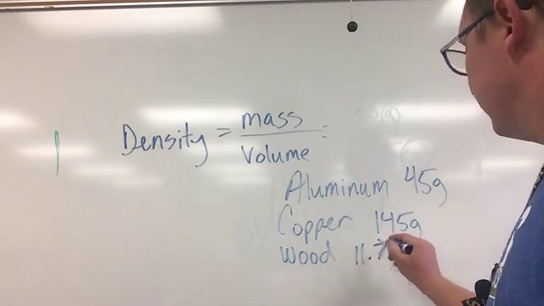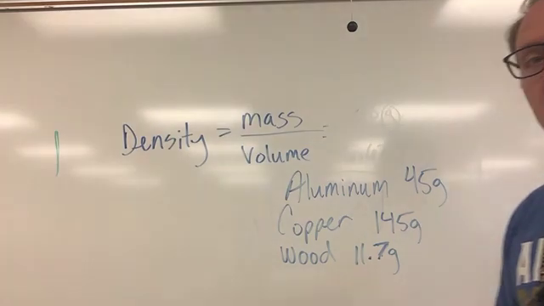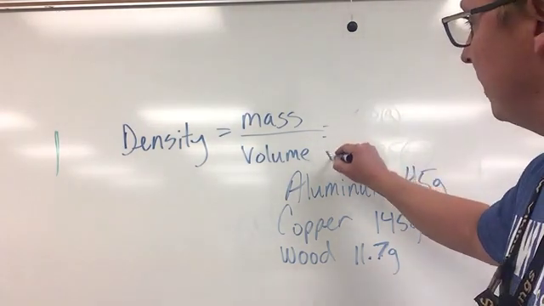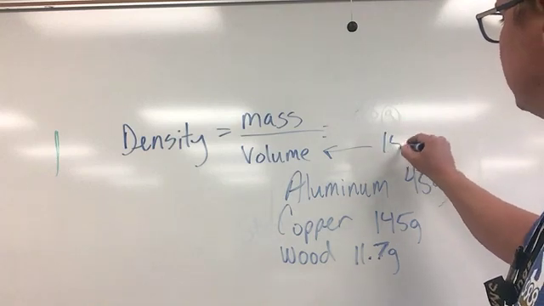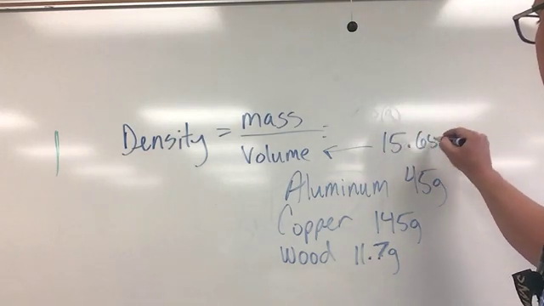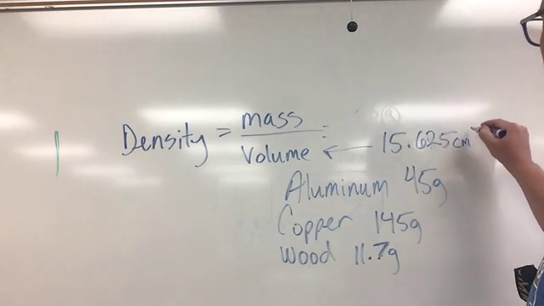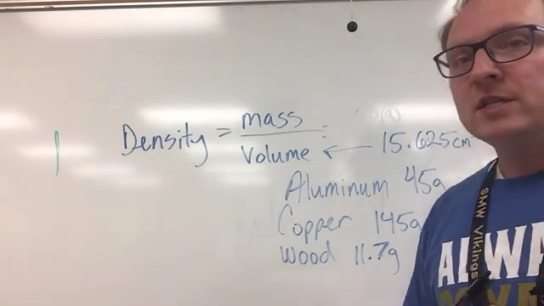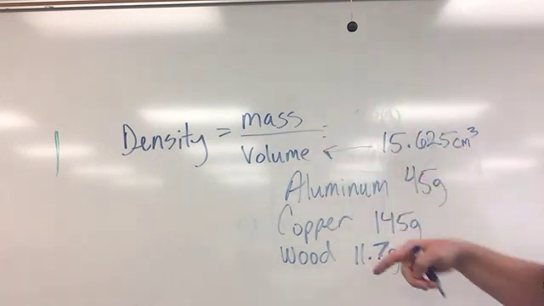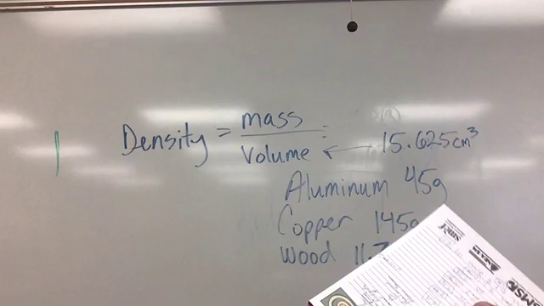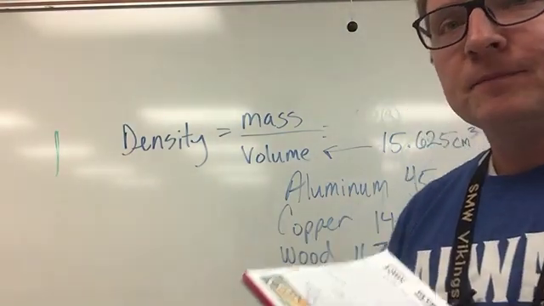Now all 3 of these blocks, as a matter of fact, all of the blocks we used, all had the same volume. They were the same size. So the volume that we used over and over again was 15.625 cubic centimeters. And so we just did mass divided by volume, right? Mass divided by volume, mass by volume, mass by volume to get the density of those blocks, okay?